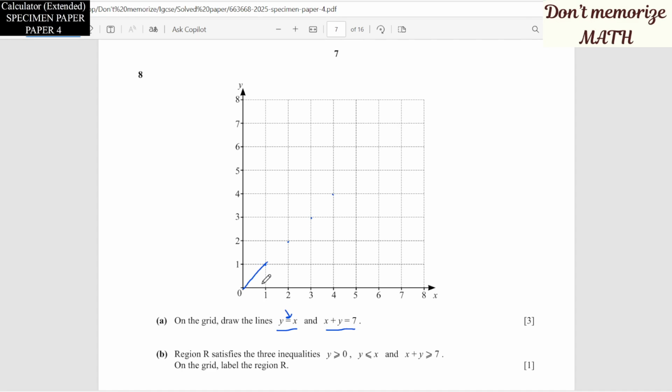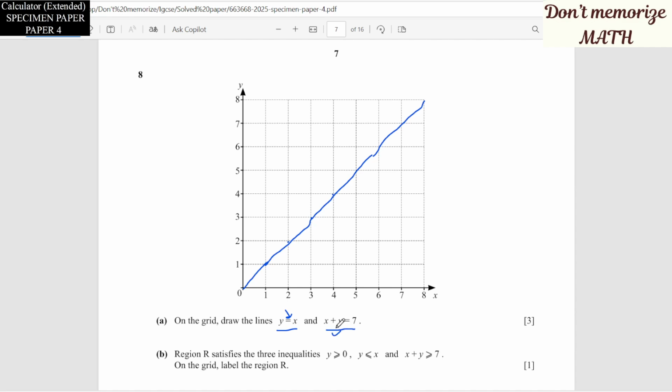So when you join all these points and extend the line, in this line all points will be like x and y coordinate must be equal. Use your pencil and also ruler when you draw the graph. Don't use pen. Okay, next one.